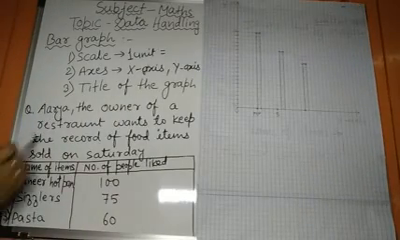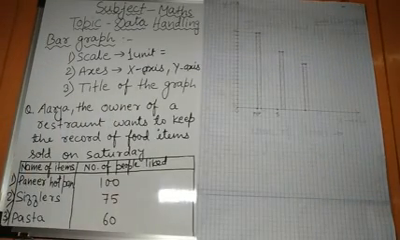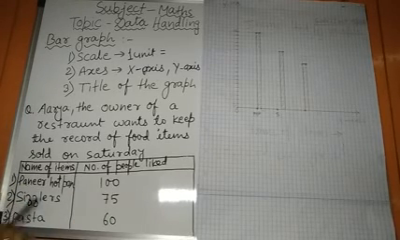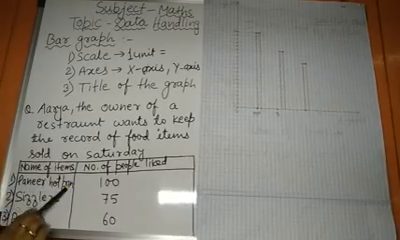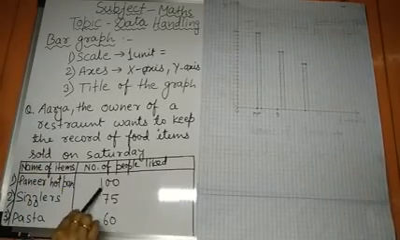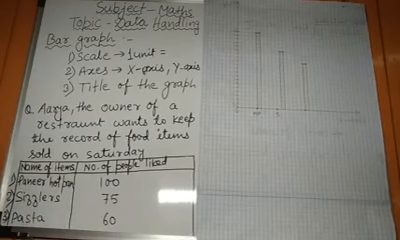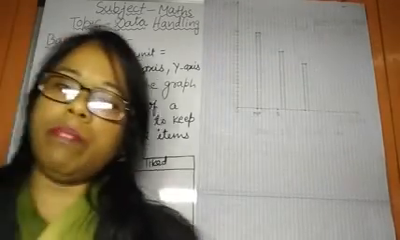The example is: Arya, the owner of a restaurant, wants to keep a record of food items sold on Saturday. The names of the items are paneer hot pan, sizzlers and pasta. Paneer hot pan was liked by 100 people. Sizzlers was liked by 75 people. Pasta was liked by 60 people.